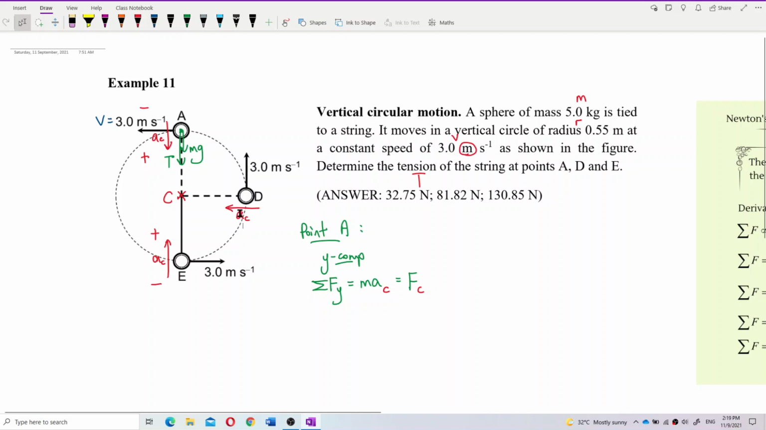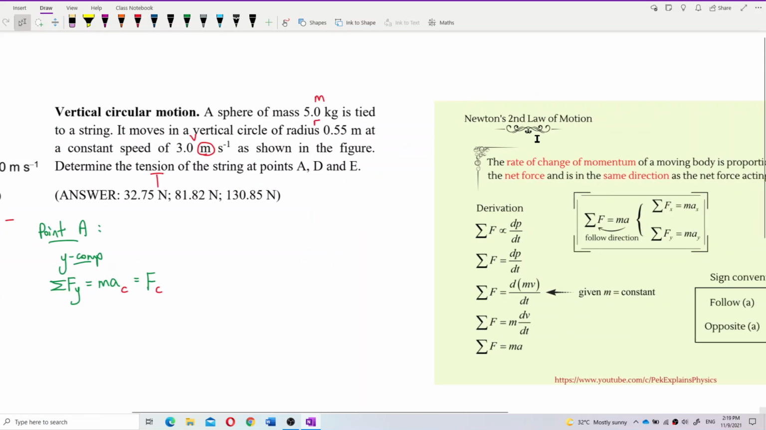And like for point D, follow acceleration you should put positive, opposite you should put negative. So it all depends on where the ball is. Remember, the centripetal acceleration is always towards the center of the circle. Okay. So it all goes back to, when we want to do this, we use back the same concept, which is what we call Newton's second law.